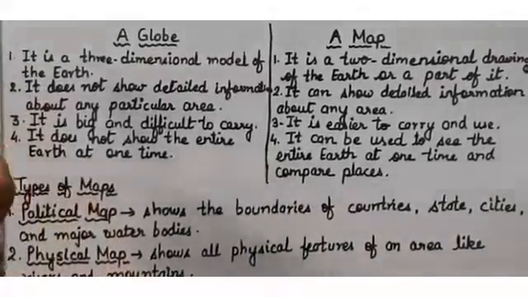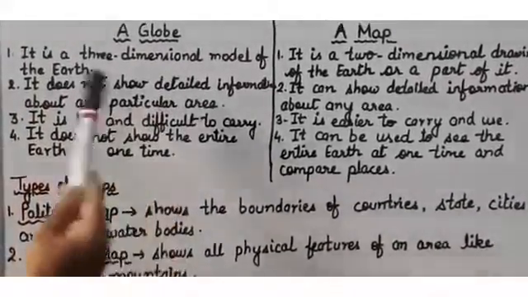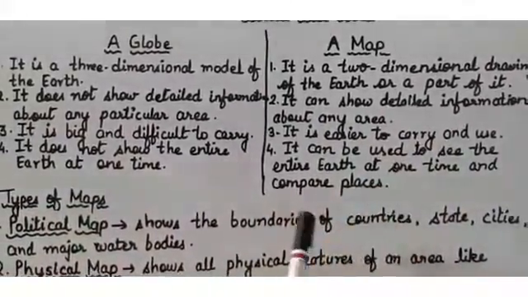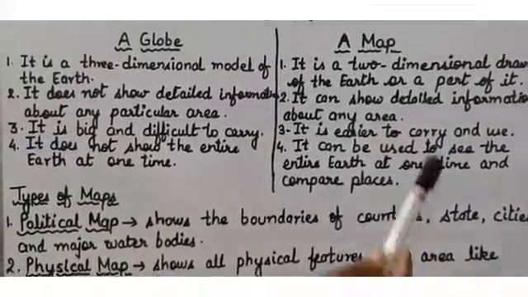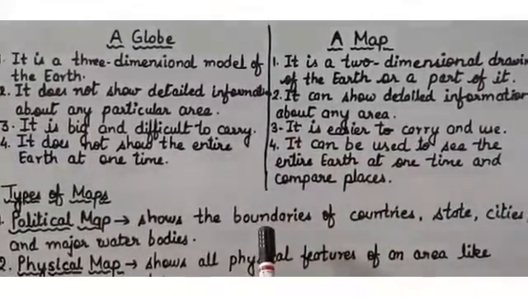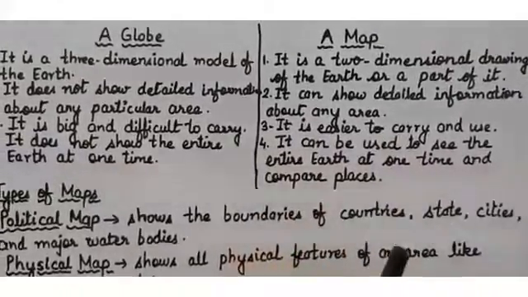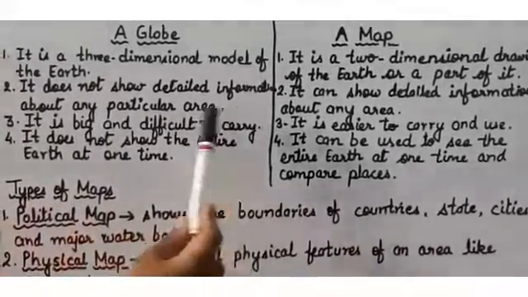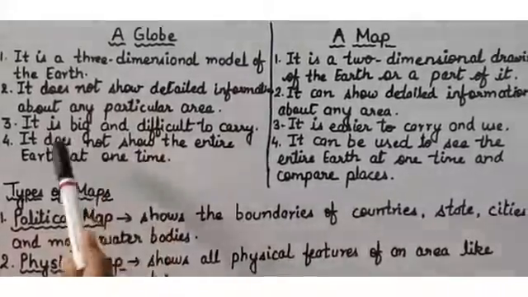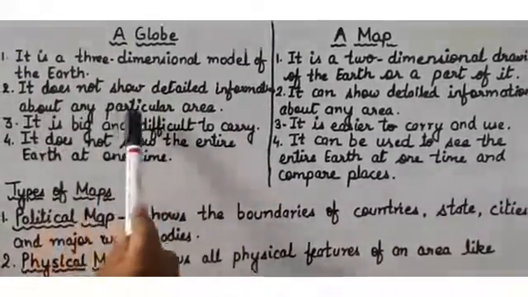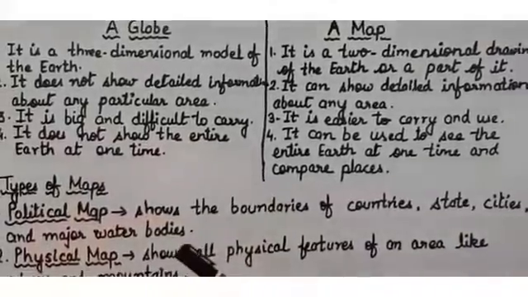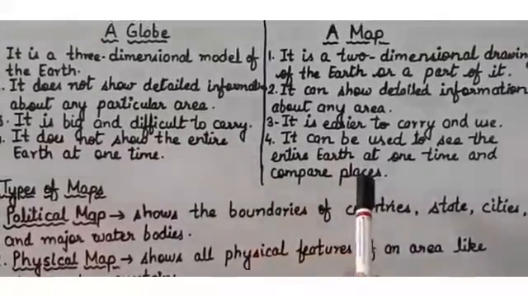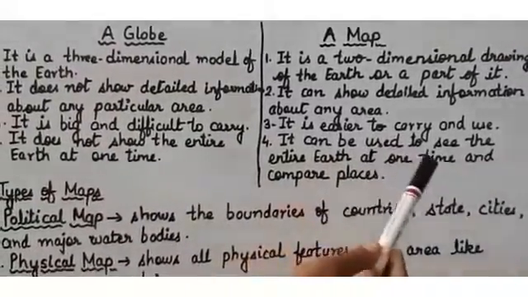Your first point is that a globe is a three-dimensional model of the Earth, but a map is a two-dimensional drawing of the Earth or a part of it. We can draw the whole Earth or a part of it. The second point: a globe doesn't show detailed information about any particular area, but a map can show detailed information about any particular area.